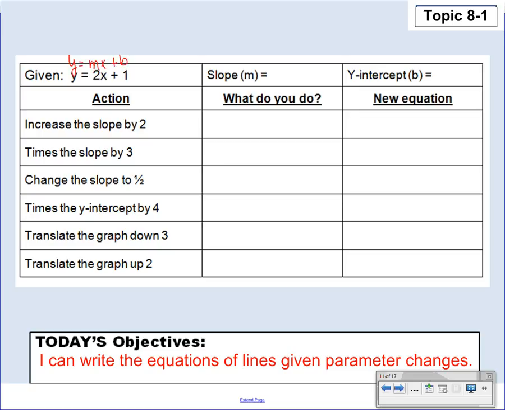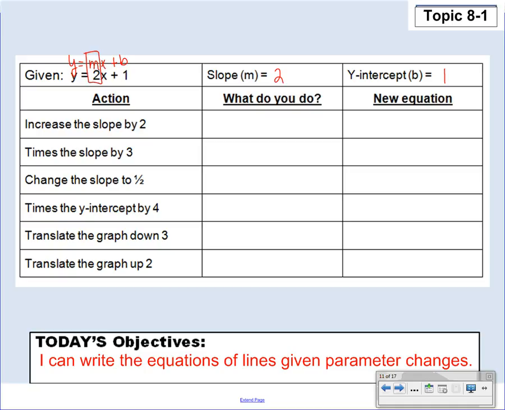So I'm going to write the y equals mx plus b across the top. I recognize that the slope is always the number in front of the x. So our slope in this case is 2. Our y-intercept is 1. So what would happen if the slope was increased, or we increased the slope by 2?